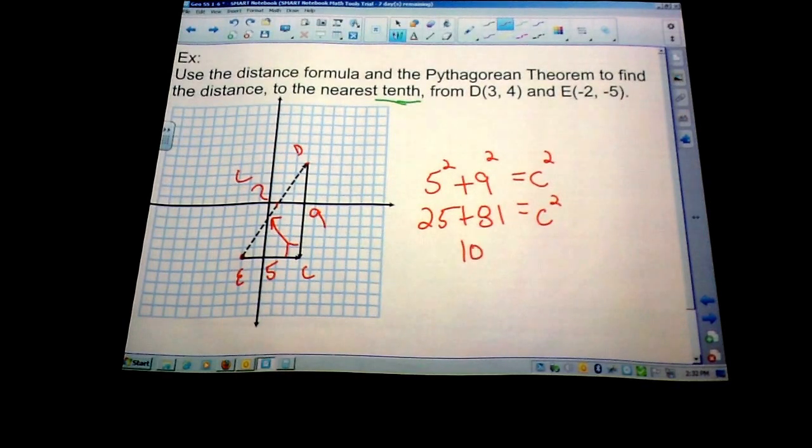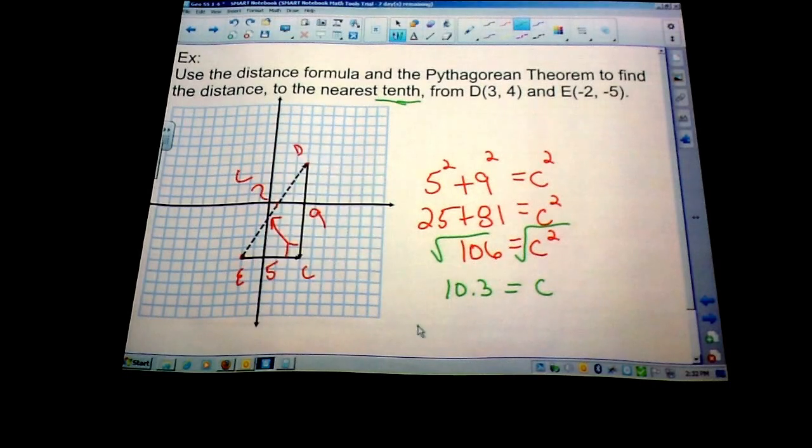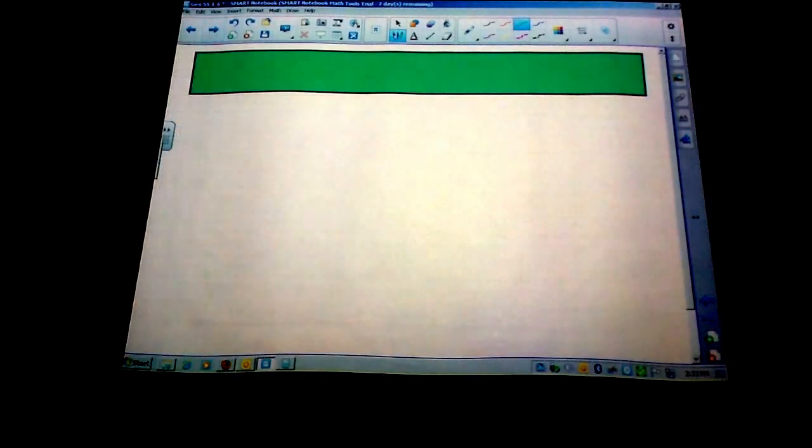So again, I'll have 106 is equal to c squared, and now to undo the squared, I have to take the square root. So I'll have c is equal to the square root of 106, which we just found out was 10.3 a second ago on our calculator. So that's how we could do the same problem using the Pythagorean theorem instead of the distance formula. And it would work for every single problem. Some of them might be a little harder than others though.